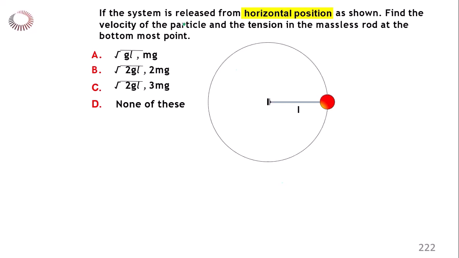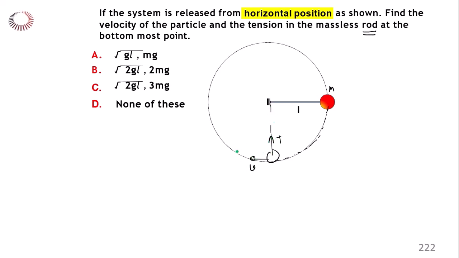Now the system is released from the horizontal position. So there is a mass m connected with the thread. Okay, no, massless rod. So it is the rod. Now you are released from the horizontal position. You are asked to calculate the velocity of the particle and the tension in the massless rod at the bottom position. So at this point the particle comes down, and once it crosses this point, you are asked to calculate the velocity and the tension inside.